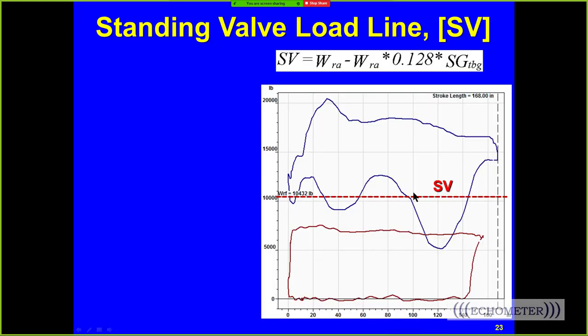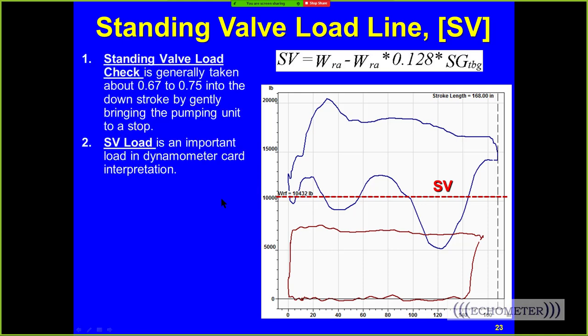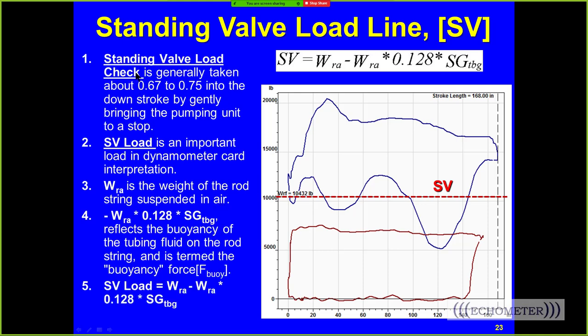So here's our standing valve load. Usually we stop about a fourth of the way or so from the bottom of the stroke, and we come to a gentle stop. We don't jerk the brake, because if we jerk the brake, it'll bounce the ball off the seat and pick up a little extra load. So usually we come to a gentle stop, and that load line right there is the weighted rods and fluid. And we would like this load line that we calculate to match what we measure. That would be a check to confirm that they match.